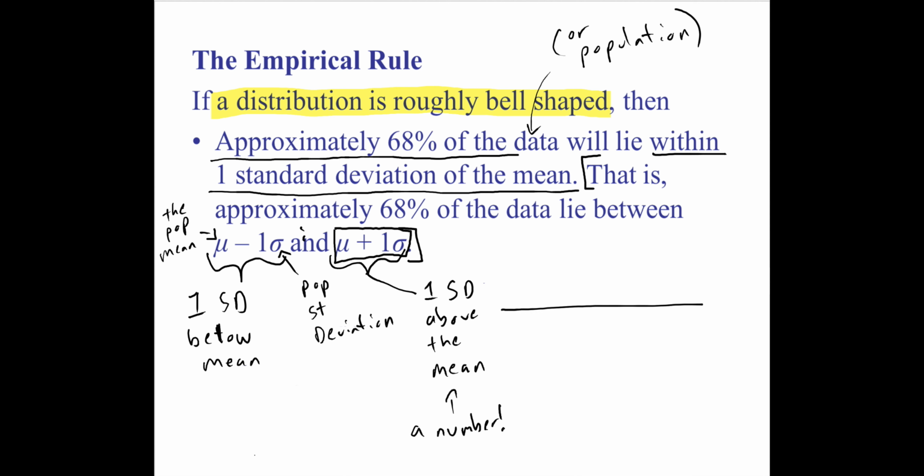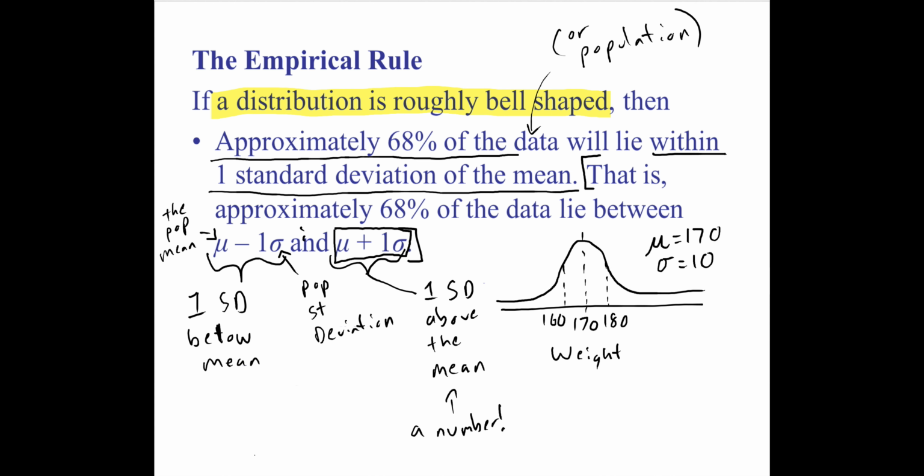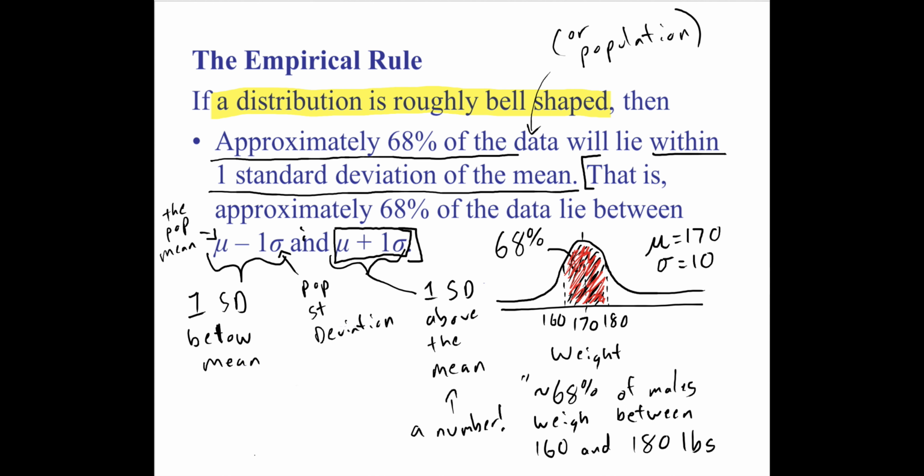So let's look at our weight example again and how that applies to this variable. What this rule is saying is that approximately 68% of males will fall in this range. That comes from the empirical rule. So that's most people. Most people weigh within 1 standard deviation of the mean. Again, you have to start thinking about standard deviation as a distance. It's kind of like saying most people live within 50 miles of a city. We're saying 68% of people weigh within 1 standard deviation of the mean.